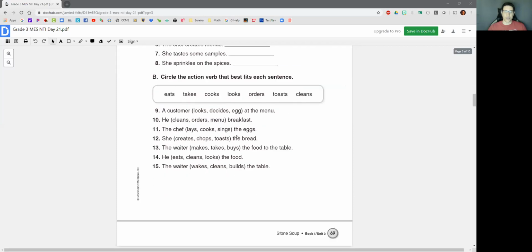The next part gives you 3 choices to choose from. And so number 9 here, a customer looks, decides, egg at the menu. Be a good idea if you're not real sure just to read all 3 of them in the sentence and see which one makes the most sense to you. A customer looks at the menu. A customer decides at the menu. A customer egg at the menu. So after you read it out loud, it's much easier to figure out that it should be looks. A customer looks at the menu. So you just circle that and do the best you can there. So that's our grammar for the day.